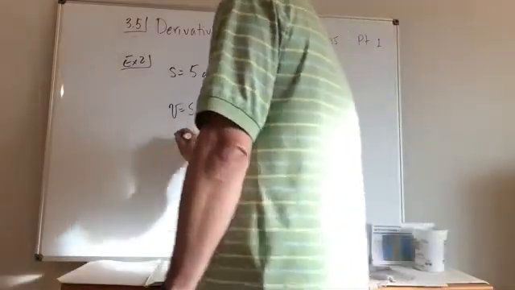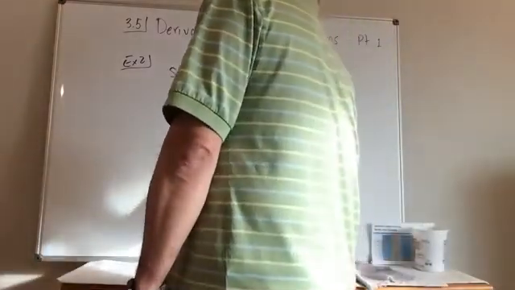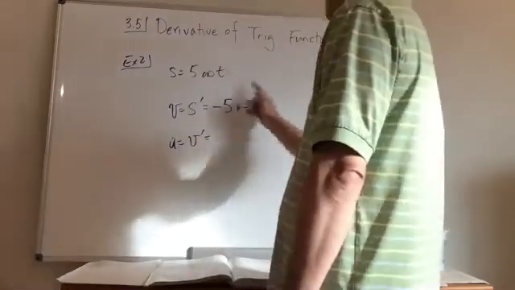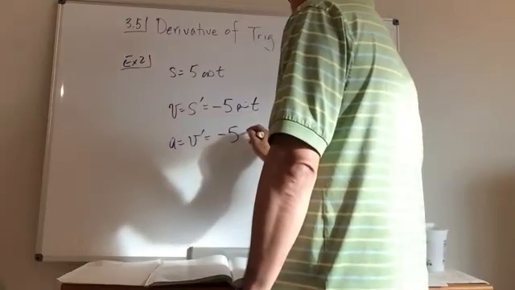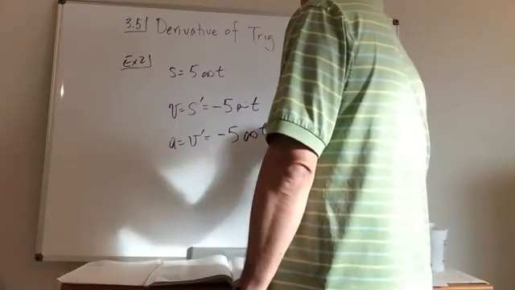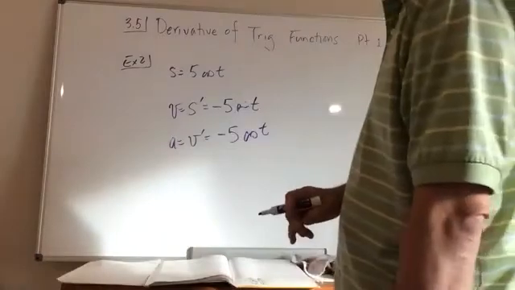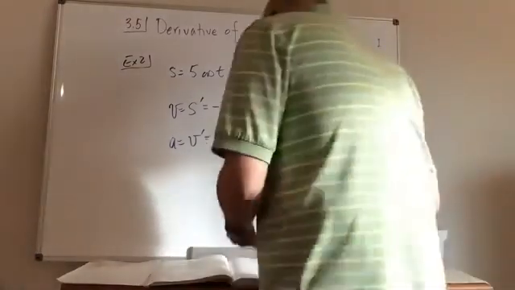Acceleration is equal to the derivative of velocity. So I can now take the derivative of this. I'm going to get negative 5 times the derivative of sine t, which is cosine t. Okay, so that's it.